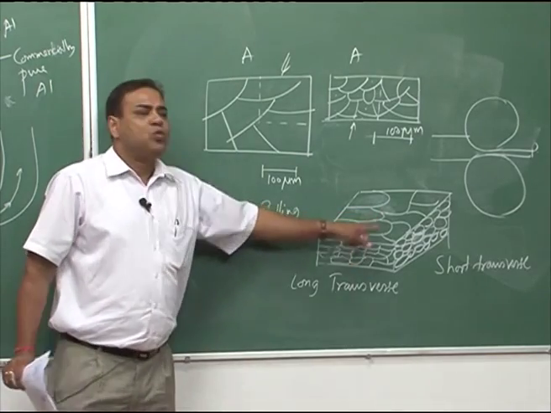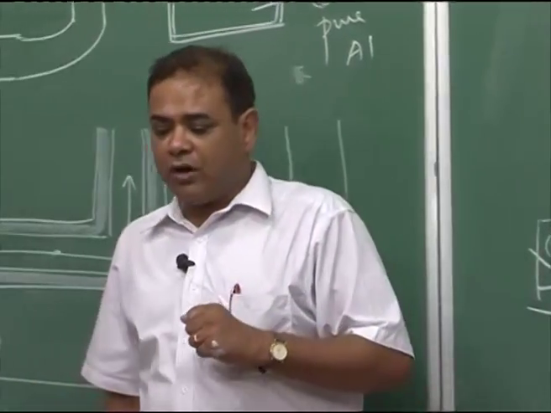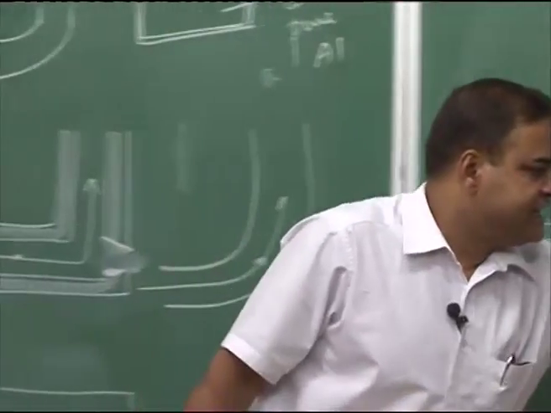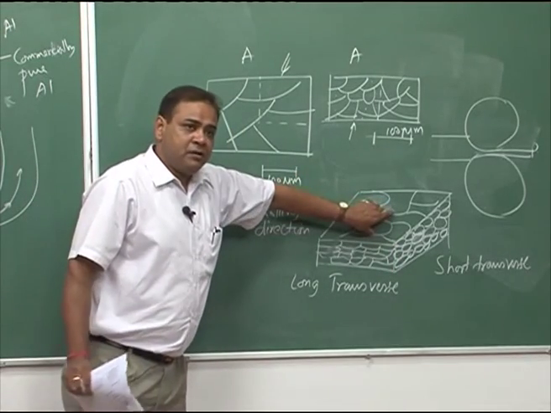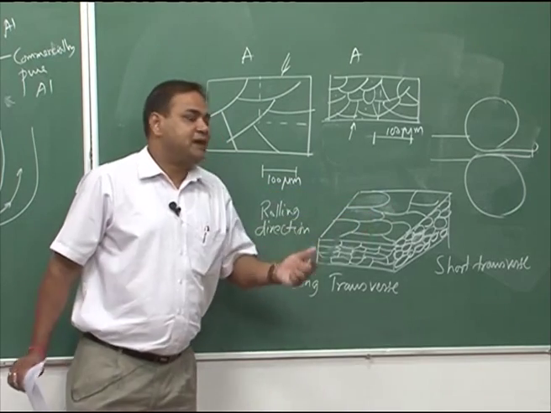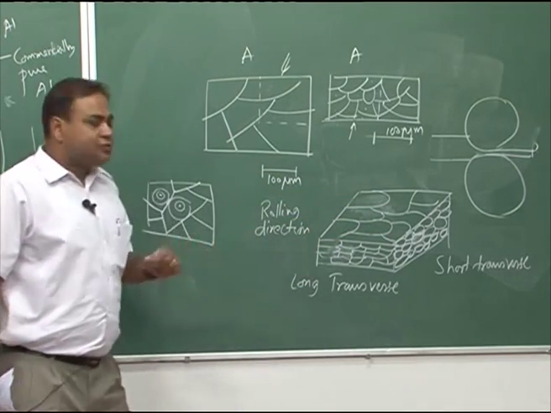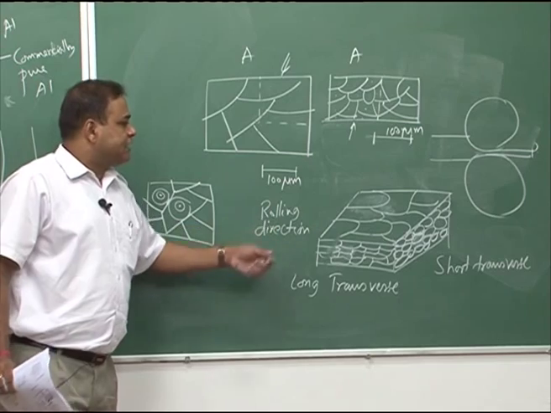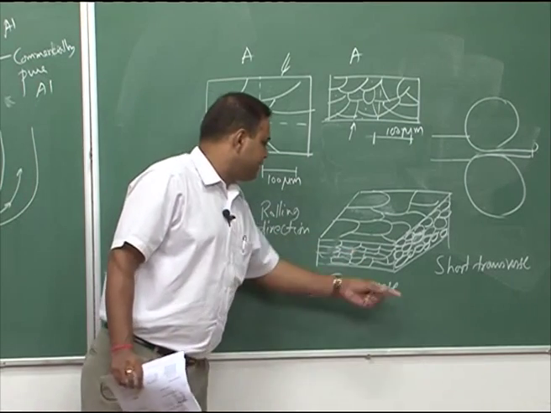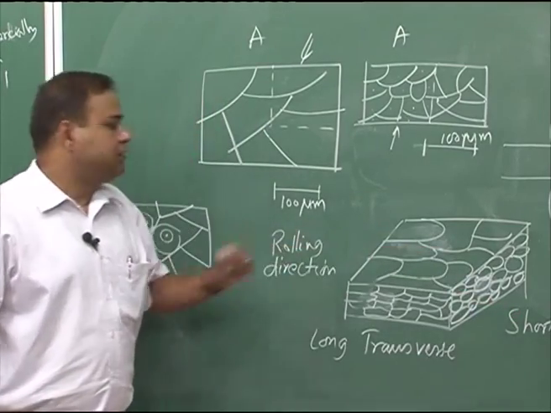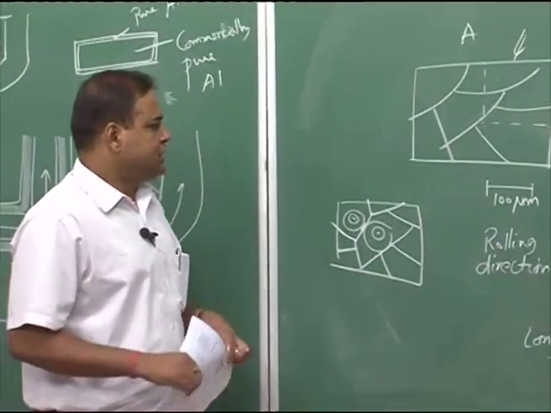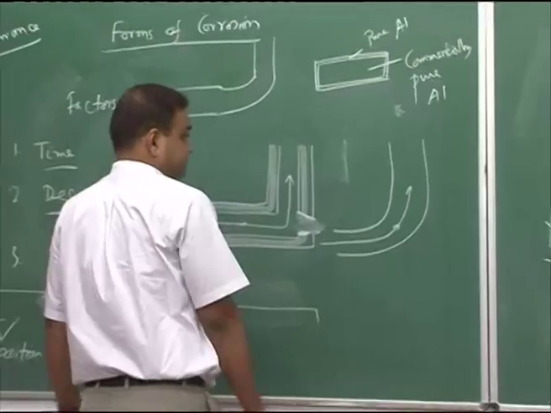And this section will have a lower corrosion rate compared to this, since the grains are bigger, and the grain boundary area would be less. So, this is a classic example of what happens in different directions: long transverse, short transverse and rolling. So, this is the effect of grain structure.